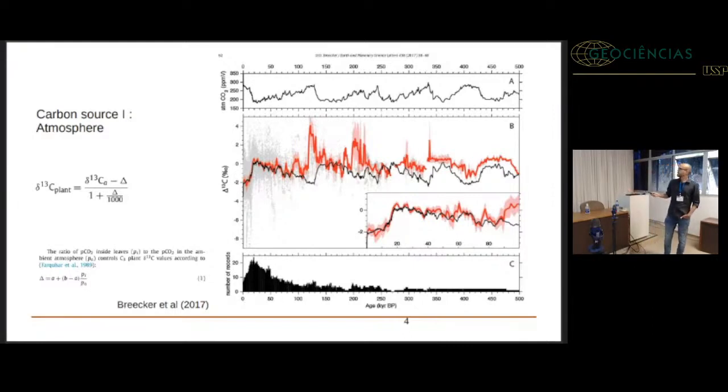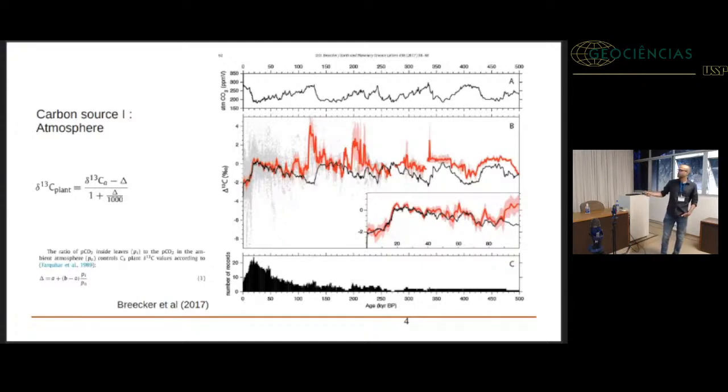And then C3 plants are affected. The δ13C of these plants is affected by the δ13C values of the CO2 in the atmosphere, and also by the concentration of the CO2 in the atmosphere, by this equation here.